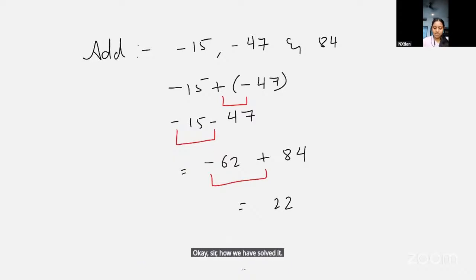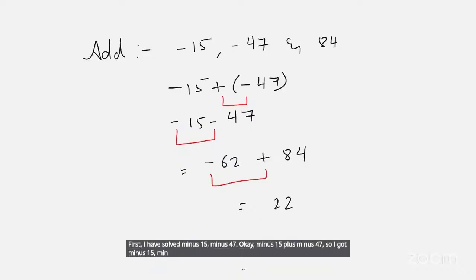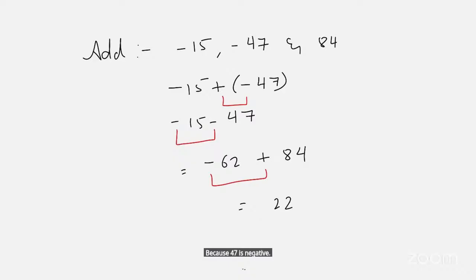First, I have solved minus 15 minus 47. Okay, minus 15 plus minus 47. So I got minus 15 minus 47. Minus minus plus, so add 15 and 47, you will get 62. Because 47 is negative, 62 will come negative. Okay.